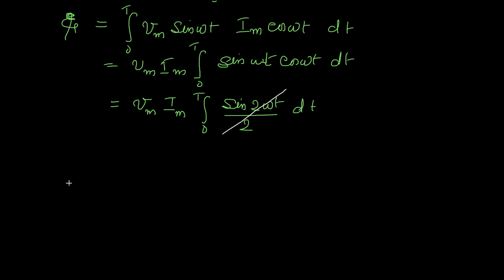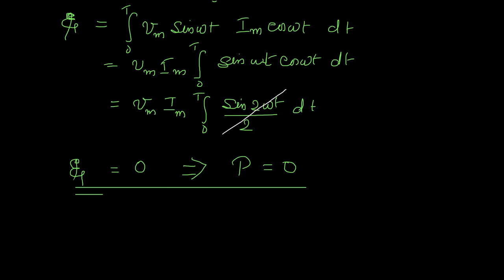Therefore, the energy dissipated in the circuit for a complete AC cycle is equal to 0, which implies that the power dissipated when AC passes through a capacitor is 0. Or when a capacitor is connected to an AC source, there will not be any power dissipation. Thank you.